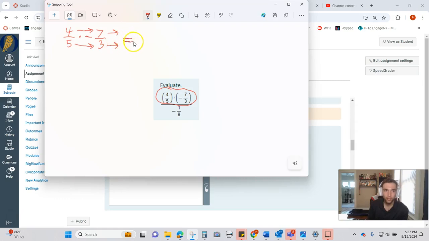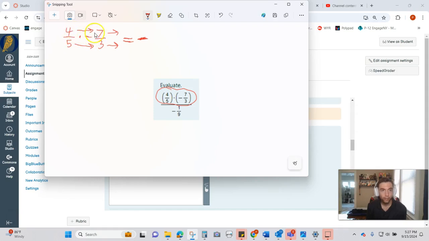Now, this answer we get, is it going to be a positive fraction or a negative fraction? Well, if there's one negative sign in the question, that means our answer is negative. If there's two negatives in the question, our answer will be positive. We learned that in a previous homework. Looks like we have one negative sign in the question, so our final answer will be negative.